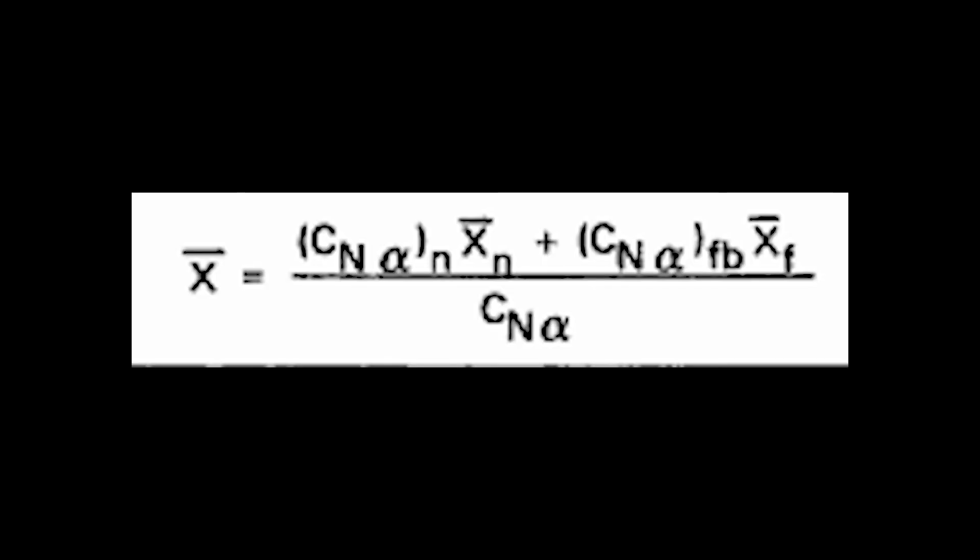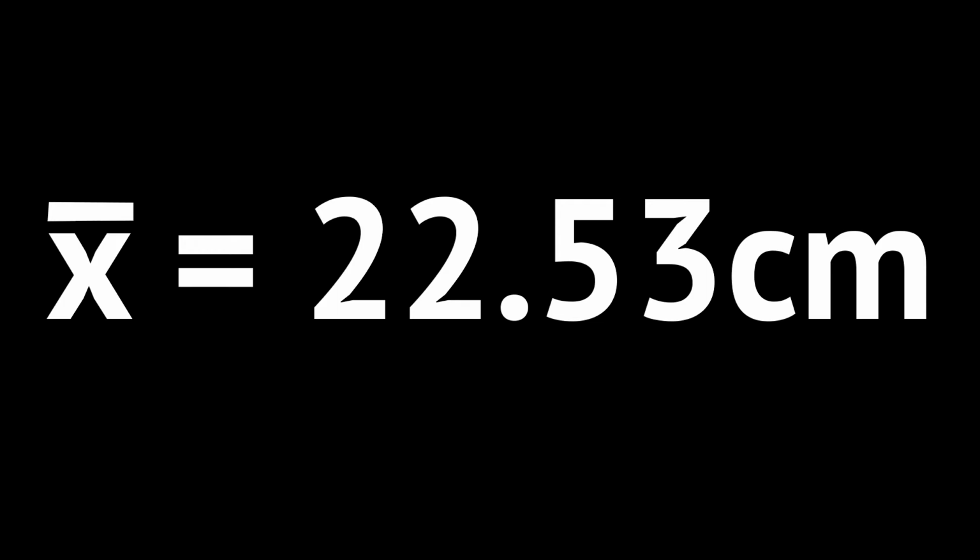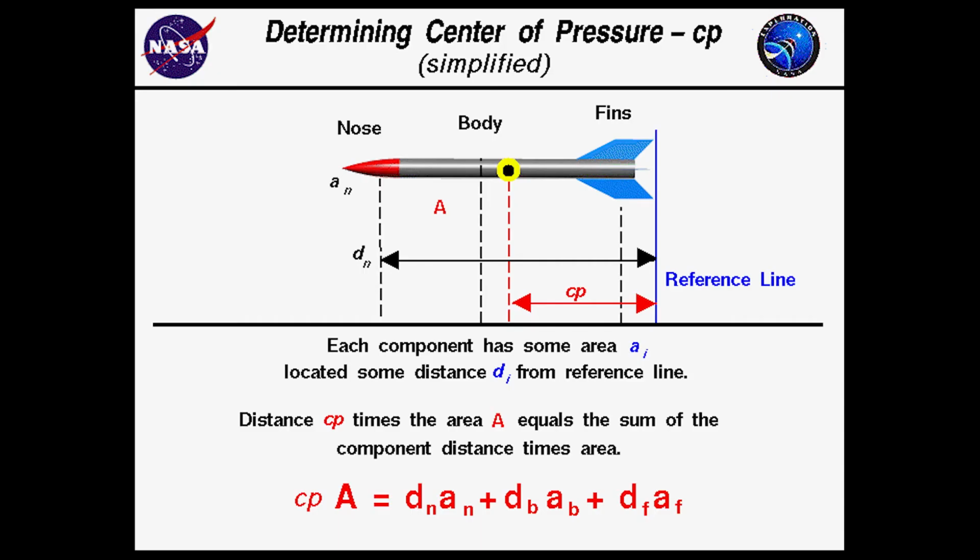Now we can plug all of our variables into this big equation and get our result, which is a distance from the reference line. This is your center of pressure. Ladies and gentlemen, we got them. Oh, you thought I was going to let that NASA site slide under me? Here you go, big ol' equation.